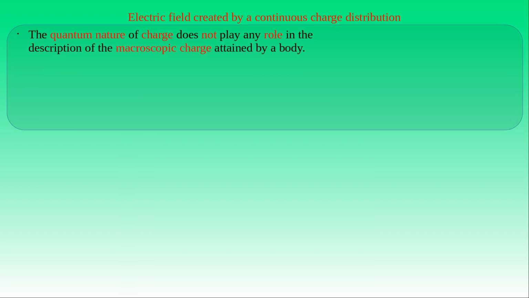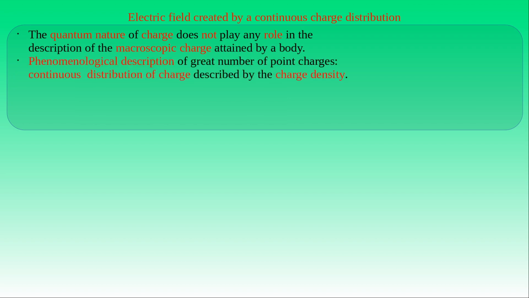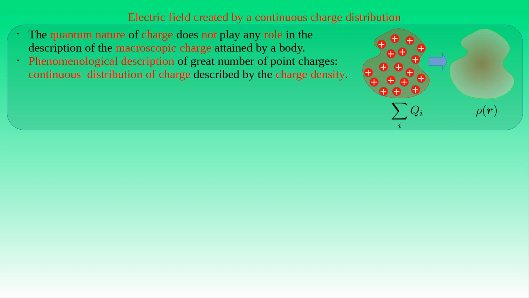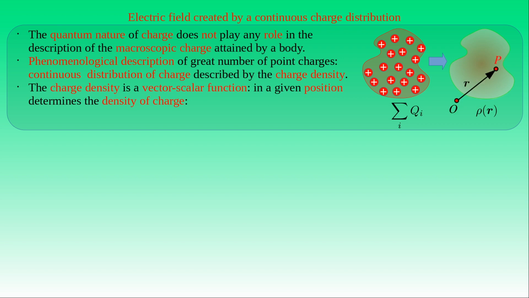When we discuss the quantum nature of charge, we also mention that it does not play any role in the description of macroscopic charge attained by a body. Therefore, in the classical theory of electromagnetism we can apply the phenomenological description of charge, where the distribution of macroscopic charge in space is regarded as a continuous charge distribution. Such a continuous distribution of charge is described by the scalar-valued vector function called charge density. For a given point determined by a position vector r with respect to a reference point O, the charge density rho gives the density of the charge at that point.